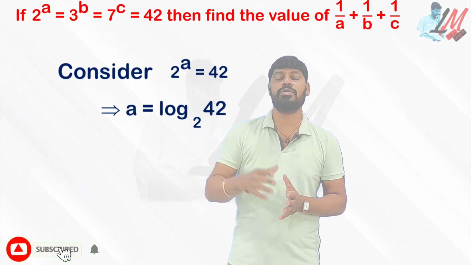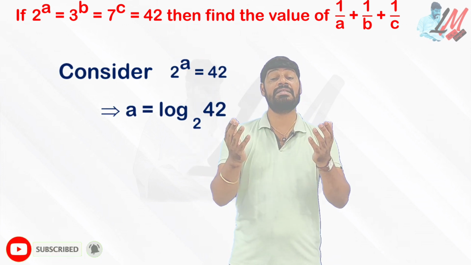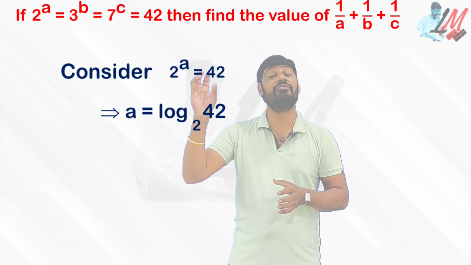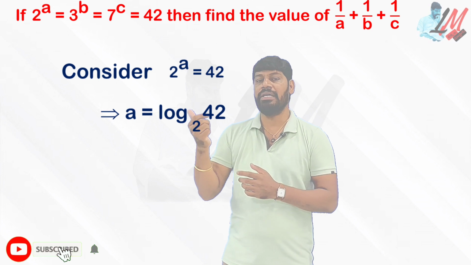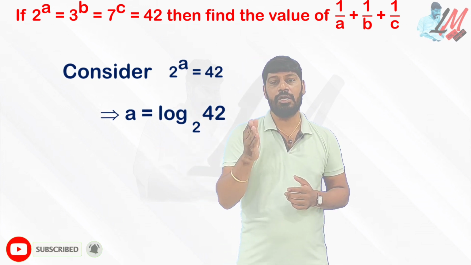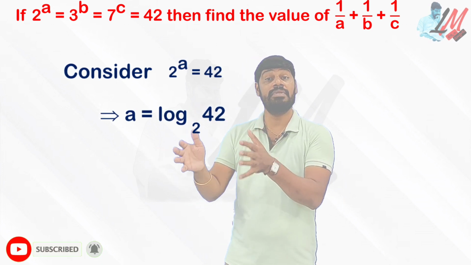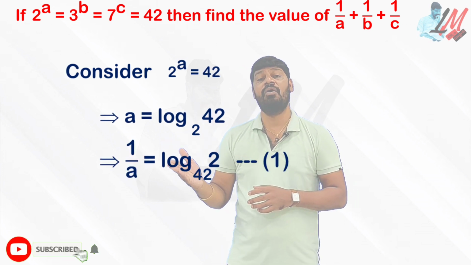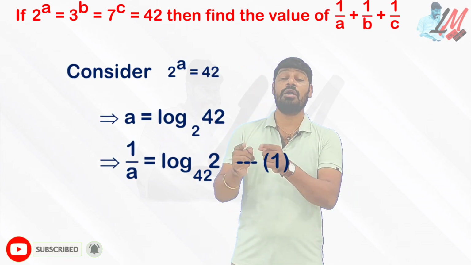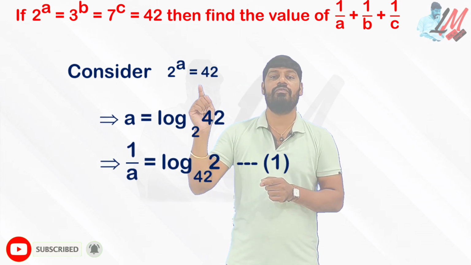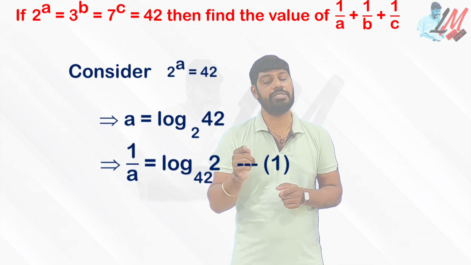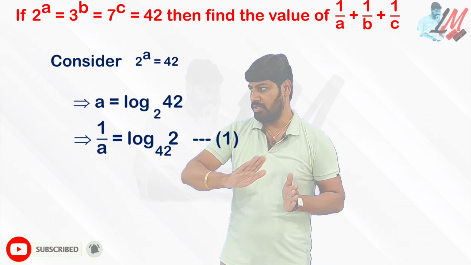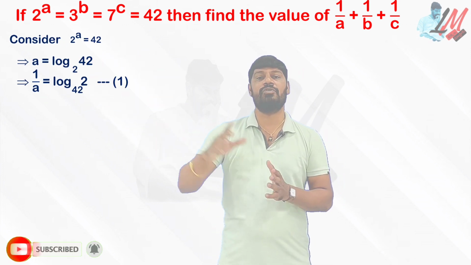But if you have a look at the question, we are supposed to calculate the sum of 1 by a and 1 by b and 1 by c, which means that we need the value of 1 by a, but here we got a, which is nothing but log 42 base 2. But from this we can calculate the reciprocal of a. So the same thing can be written as 1 by a equal to log 2 base 42. So when a is log 42 base 2, 1 by a is going to be log 2 base 42. Let me keep it aside and make it equation 1.